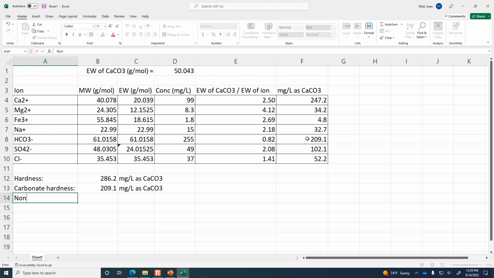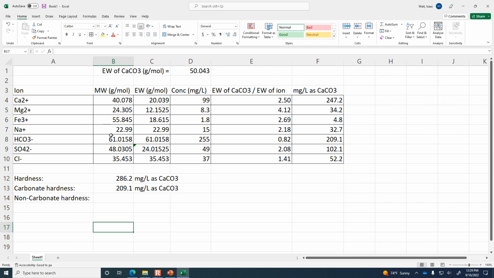And then the non-carbonate hardness is the difference between the two, between the total hardness and the carbonate. And the reason why we differentiate between carbonate hardness and non-carbonate hardness is because of what it takes to get the different kinds of hardness out. If we want to remove carbonate hardness, we only have to add one chemical. But if we want to remove non-carbonate hardness, we have to add 2 chemicals. So that's why we keep track. Okay?